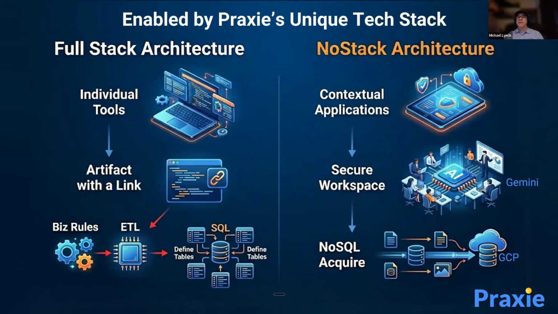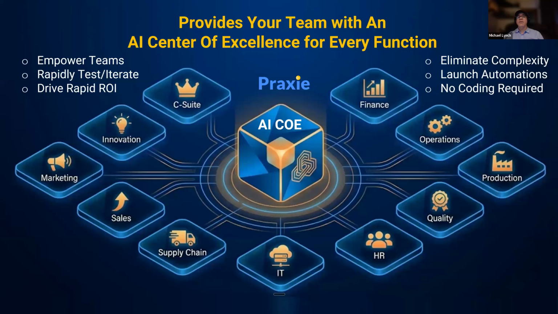When we do implementations, they usually last 4 to 6 weeks, but that's because of the iteration process. The application building environment allows you to build things very quickly, which means you get solutions tailored to your needs at a much lower cost. And ultimately, you can use Praxie to create a center of excellence in your company, where each of the organizations can very rapidly use AI to automate and optimize and build workflows and all those types of things.